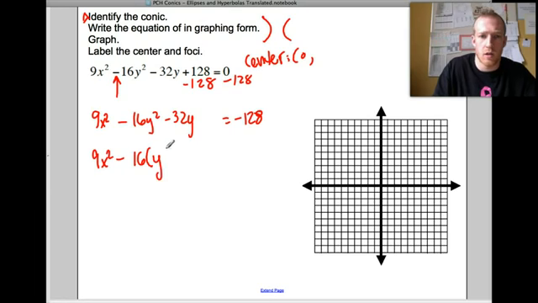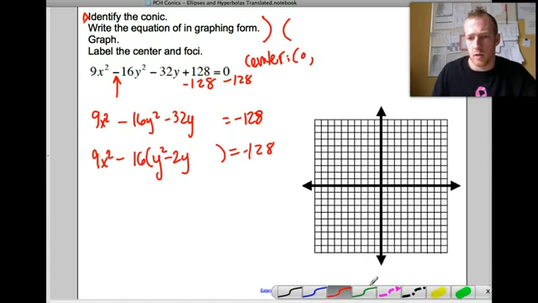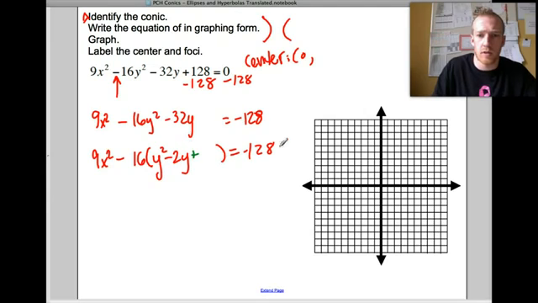y squared minus 2y equals negative 128. So now we have to add something to both sides. Half of this is negative 1, negative 1 squared is 1, but really I added a 16 to both sides. And actually this is a negative 16 because the negative goes with that number.